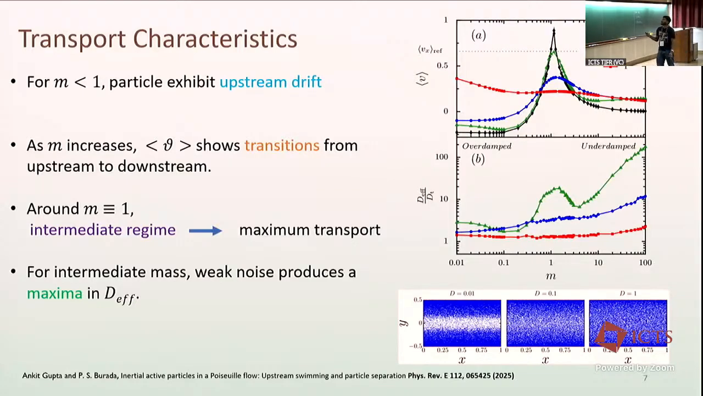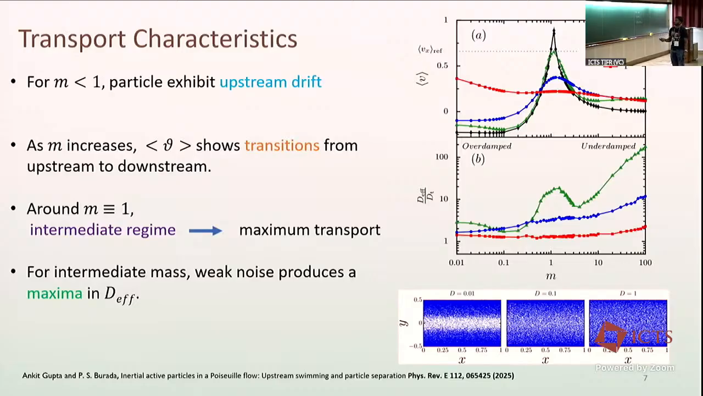At the intermediate mass regime, the transport is maximized because the effect of flow and self propulsion on the particle balance out, and we get the maximum transport in this regime. Here we clearly see that at the same intermediate mass regime, we are getting enhanced effective diffusion, a peak in the effective diffusion. In this way we see that there are three crossover regions here.